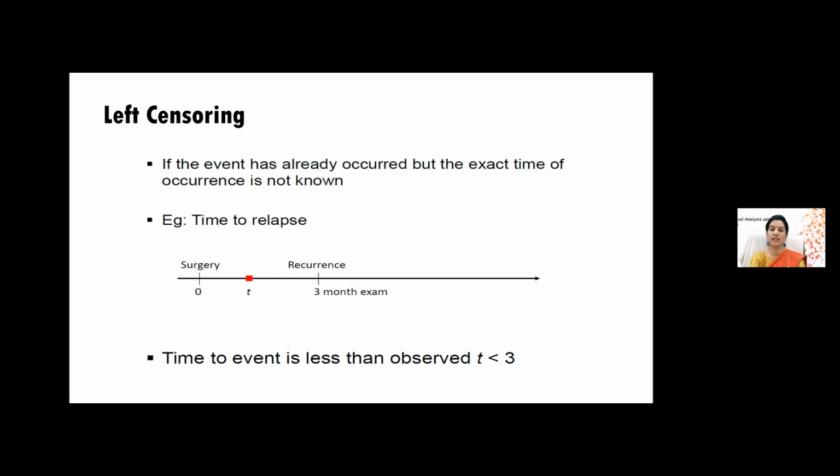If you have defined the event as, after inserting the copper T, after how many weeks or months the lady has got it removed, is there any possibility of left censoring in this case? You can have the exact timing, maybe on the basis of history you can ask, and if that lady comes only to you, she's not going to any other practitioner, then definitely there is no possibility of left censoring.